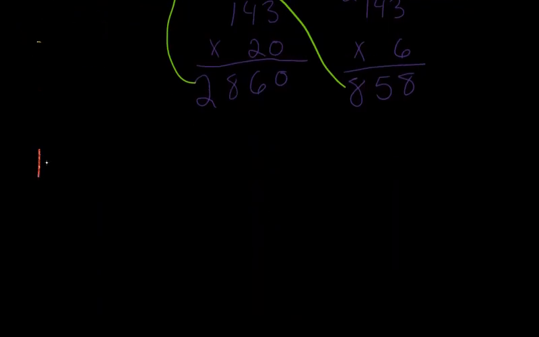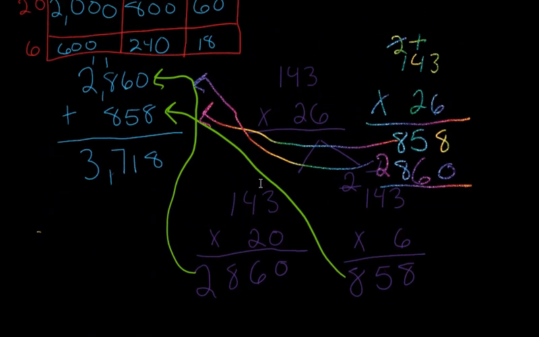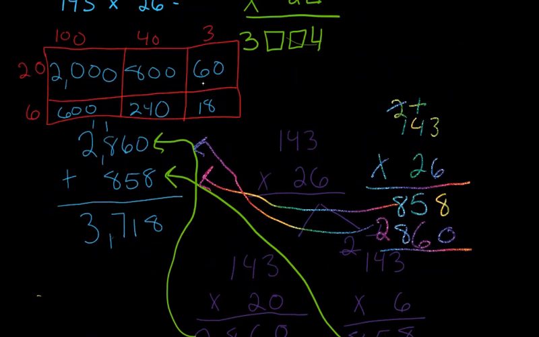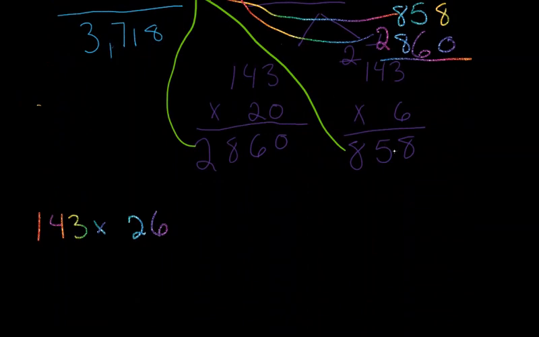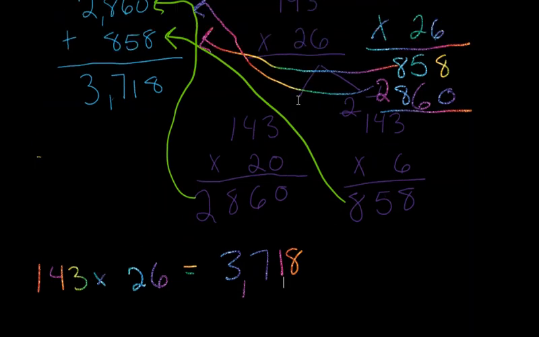So no matter what method I used for 143 times 26, I did an area model, which you can see up here. This right here would be my area model where my cursor is right now. I did the standard algorithm, and I also did the standard algorithm but split it up into partial products. I used my distributive property. No matter what I did, I came to the same answer, 3,718. Okay?